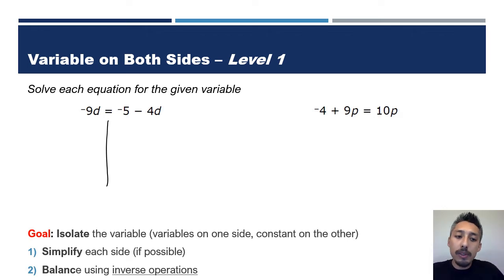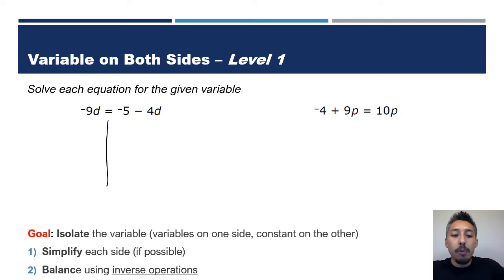In order to get rid of one of these variables, we're going to balance. We're going to use inverse operations. We're trying to get rid of one of these variables. It doesn't matter what side you put your variable. It could be on the left side or it could be on the right side. But for this problem, one of those two options makes a little more sense.